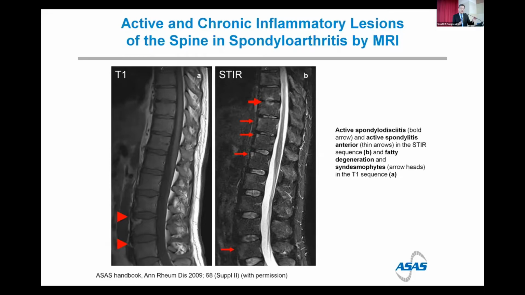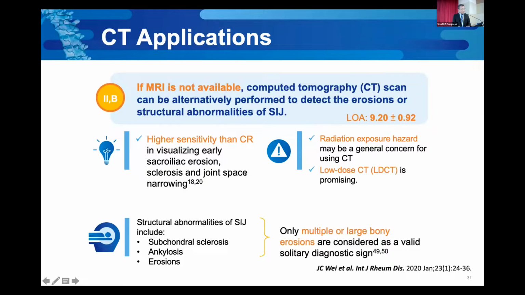But again, you can see some signs of acute inflammation in the third sequence over the corner, which is the ligament insertion to the vertebral body. I think this is the more specific sign for corner enthesitis. We also recommend CT in some patients if MRI is not available, or if MRI is too expensive, for example, in Taiwan insurance. In that condition, you can do CT, but preferentially we recommend a low radiation, low dose CT to decrease the radiation exposure.